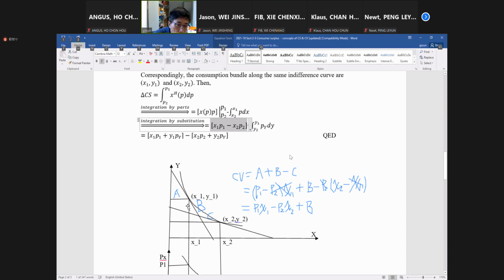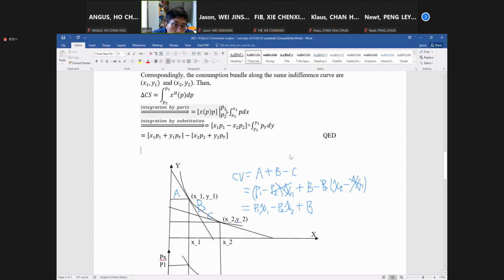But this way may help you better understand if you are not very familiar with so-called integration by parts. By parts basically means you just exchange the position of the term before d and the term after d. This is a very simple way to do the integral calculus. But if you are not familiar or you simply forgot, don't worry about it.